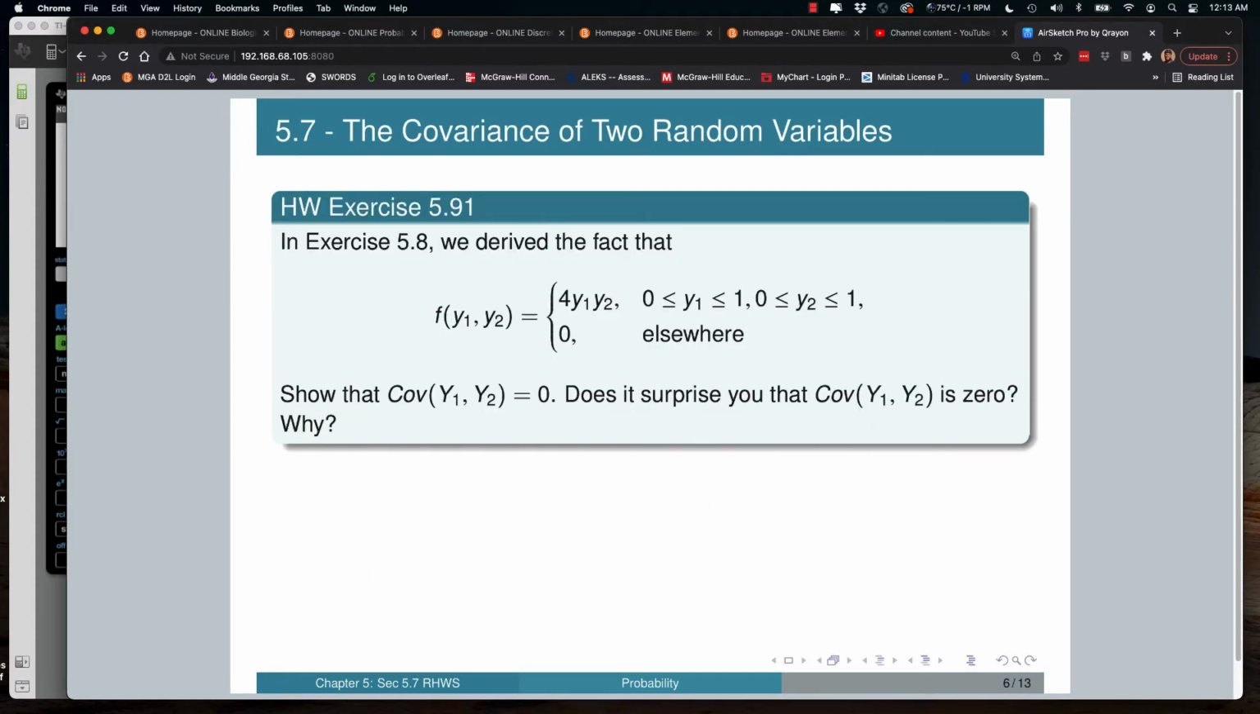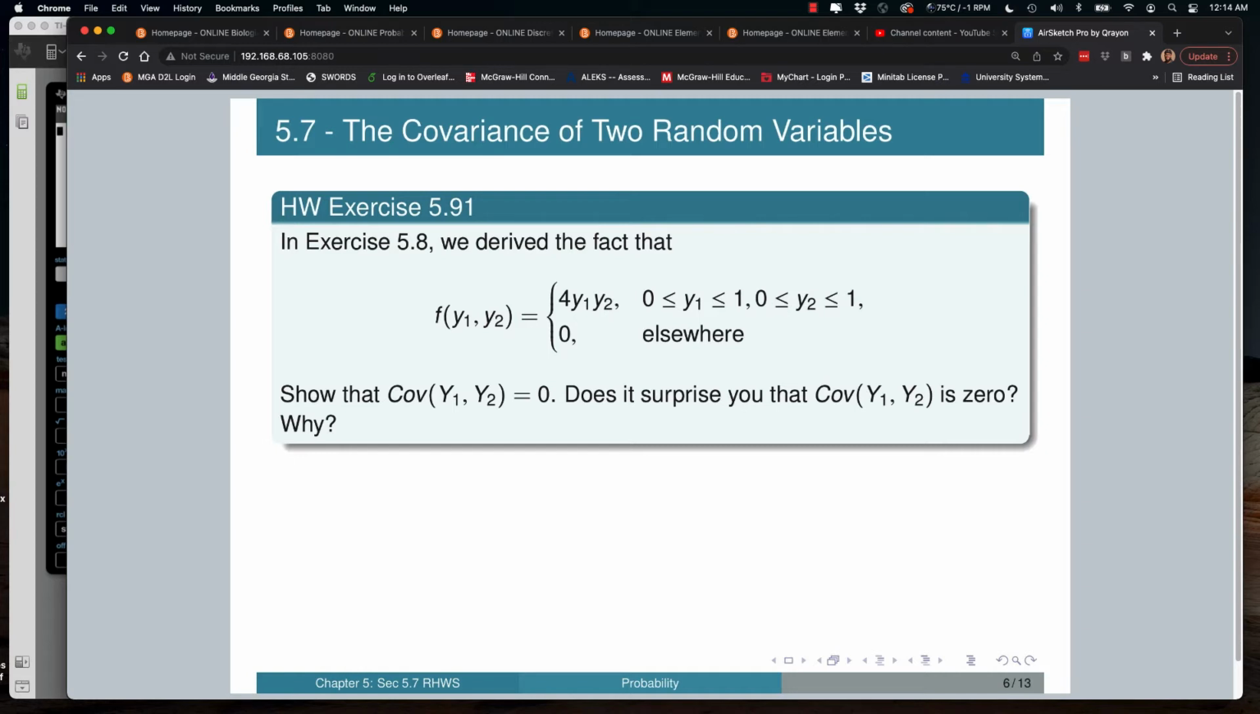All right, exercise 5.91 is a continuous case. And it says in exercise 5.8, we derived the fact that, because we had to find the value 4 there, that 4 y sub 1 y sub 2, for y sub 1 between 0 and 1, and y sub 2 between 0 and 1, and 0 elsewhere, is the function of y sub 1 and y sub 2. Show that the covariance equals 0, and it asks us, does it surprise you that the covariance of y sub 1 and y sub 2 is 0? And again, why? So another one of those surprise questions.